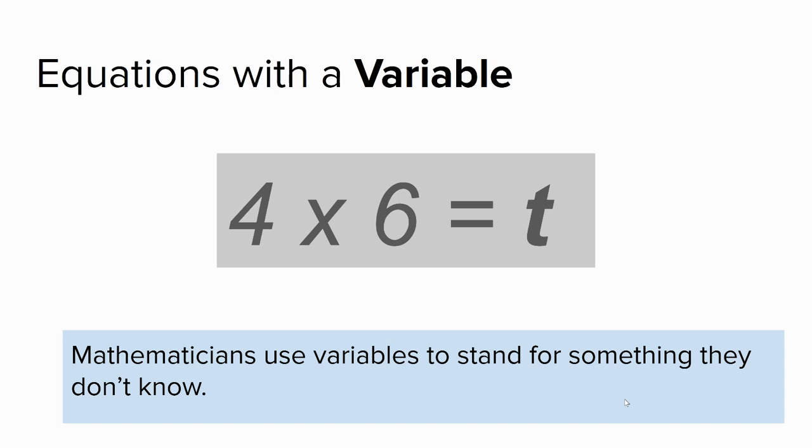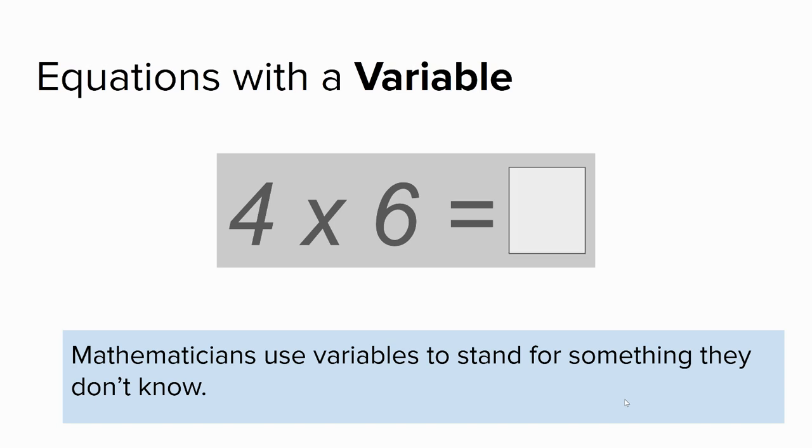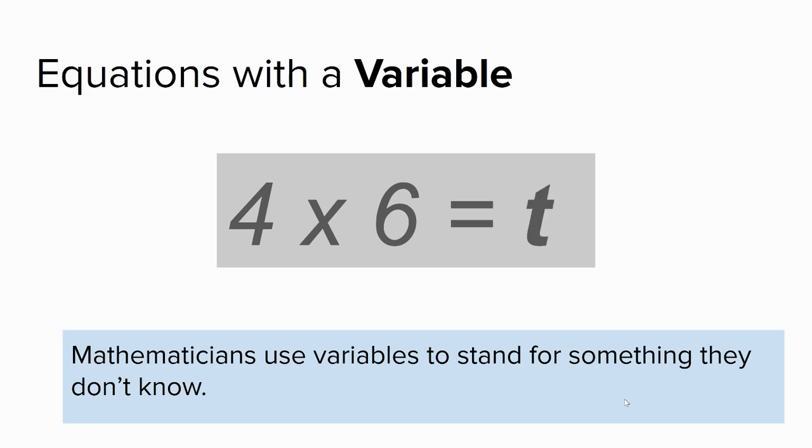Now that we're in third grade, we're going to start learning to work with variables, or equations with a variable. So this equation says 4 times 6 equals t. T is the variable. And mathematicians use variables to stand for something that they don't know. You might remember in second grade, we used a box. We would say 4 times 6 equals box. And we knew that that's what we didn't know, and we wanted to put an answer there. But now that we're in third grade, we want to begin to understand how we can use variables.